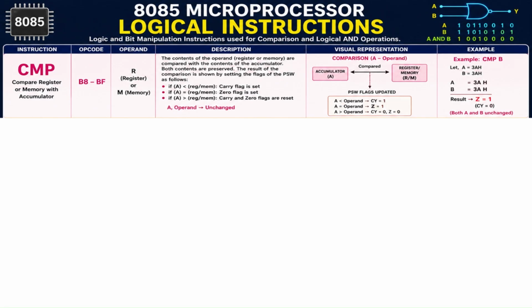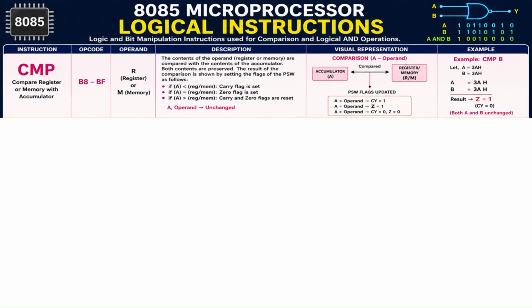Let's see the example. Here accumulator A is equal to 3AH, register B is equal to 3AH. Since both values are exactly the same, the processor internally compares them. Because they are equal, the zero flag becomes 1, but the carry remains 0. Notice something important, A is still 3AH and B is still 3AH. Nothing changed, only the zero flag changed. This is exactly why CMP is called a comparison instruction.